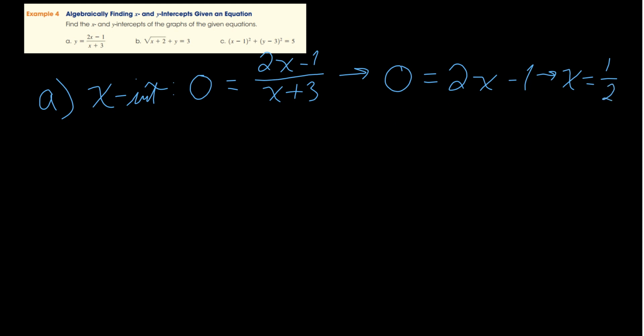And if I want to find my y-intercept, I'm going to set x equal to 0. So I've got y is equal to 2 times 0, which is just 0, so I've got a negative 1 in my numerator, and then 0 plus 3 is just 3. So my y-intercept is simply negative 1/3. So that's it. I found my x and y intercepts by setting the corresponding variable equal to 0. Now let's move on to B.